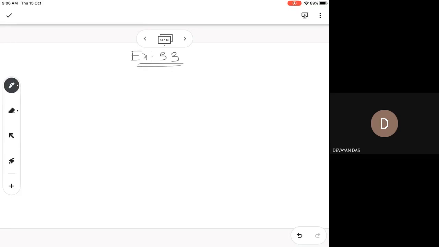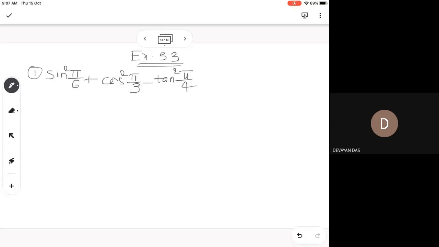First problem here is given to you: sin square pi by 6 plus cos square pi by 3 minus tan square pi by 4. Is the presentation visible to you? Yes, sir. Okay.